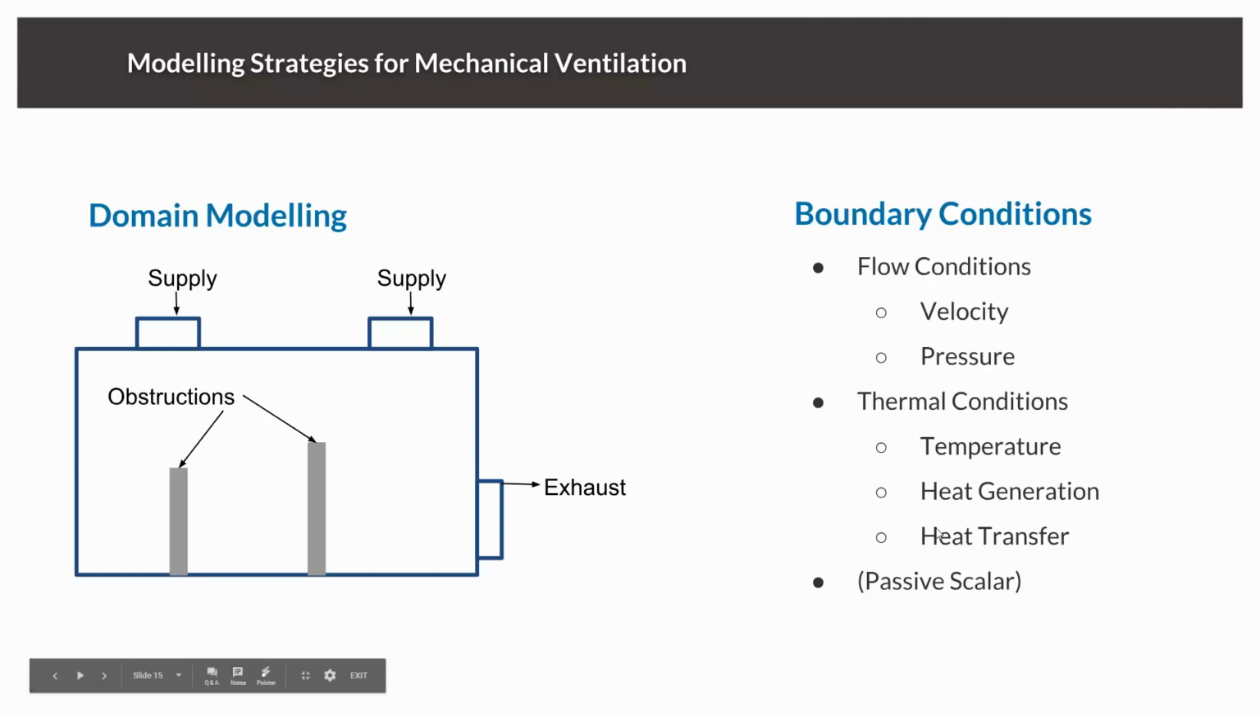And we have heat transfer, where we do not define the temperature, but we define the heat transfer coefficient between the air and the wall. This is usually used, for example, if I want to test different insulations, different window types. And I can also do passive scalar analysis when I want, for example, to trace how particles are brought into the building or removed from the building.